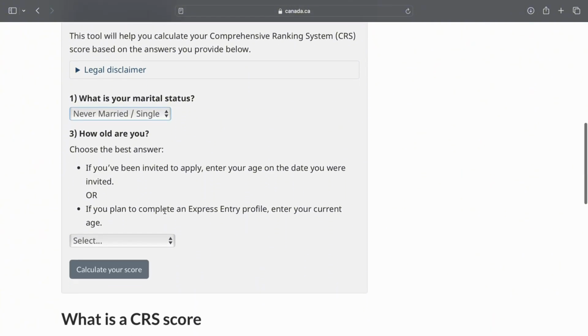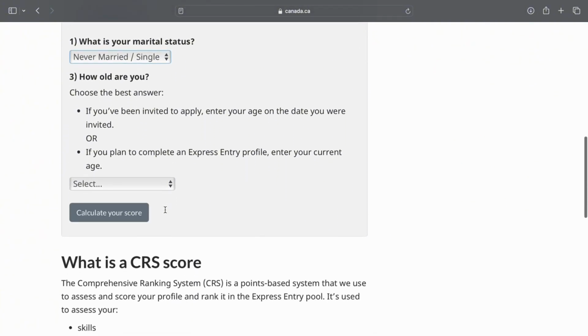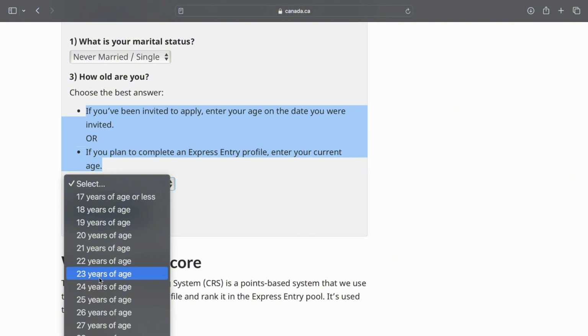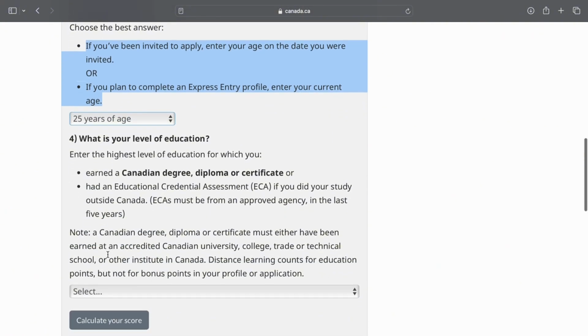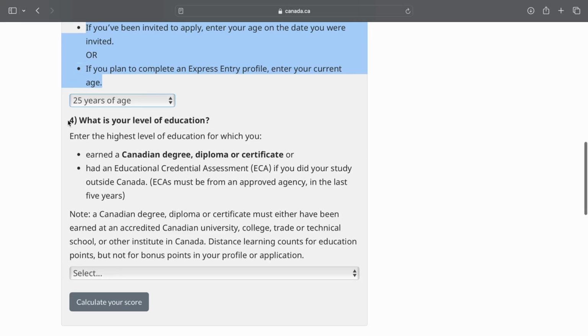Next, how old is this person? We're going to use 25 years old because that's around the age where you get the maximum points. Like I mentioned in my previous video, once you pass 30, you start losing points gradually. Next, what is your level of education? We're going with the highest level, which is a master's degree for this example.